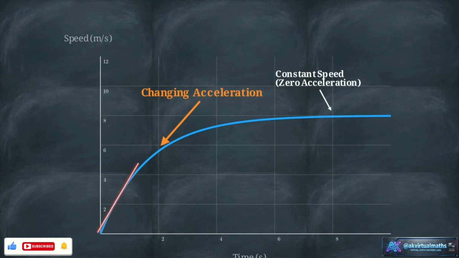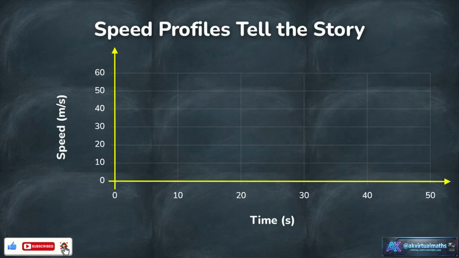Because steepness equals acceleration, any change in the slope, any curve, tells you that the object's acceleration is actively changing. We can now look at a complete journey plotted on a single speed-time graph and read exactly what happened. This first section is a straight line sloping upward. We know that represents a car moving with a constant acceleration.